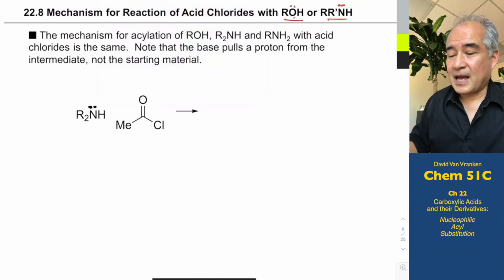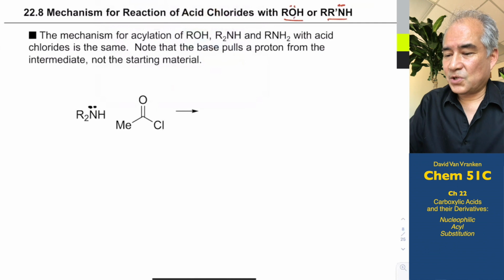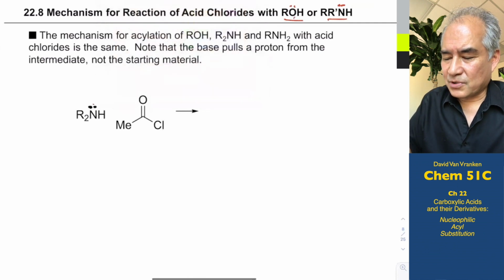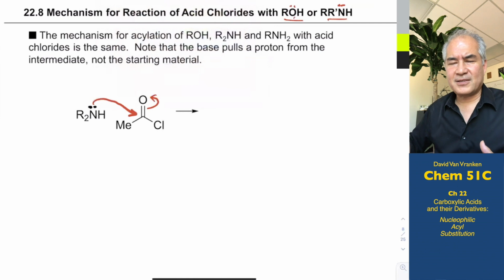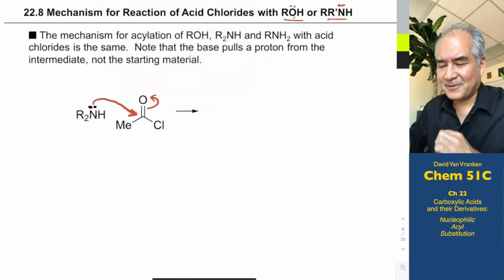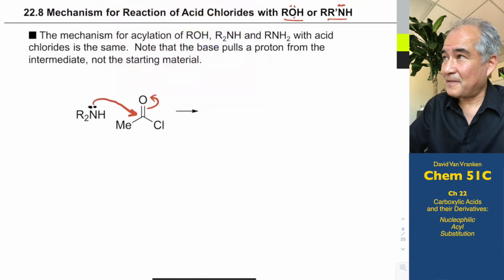So what's the first step? It's going to involve an addition and an elimination somewhere in the mechanism, but there's going to be some extra stuff in there related to proton transfer. Of course, it's going to start with addition to that super reactive acyl chloride. My gosh, that acyl chloride is reactive. And amines are nucleophilic and basic.